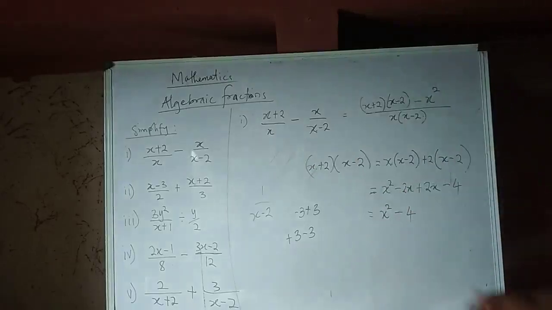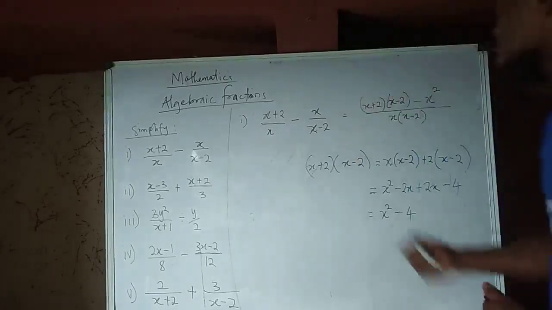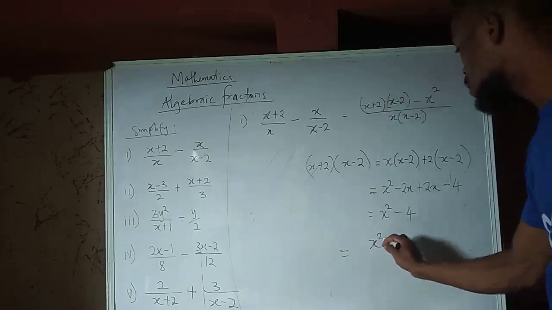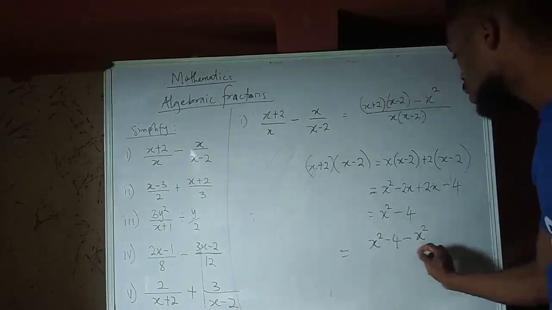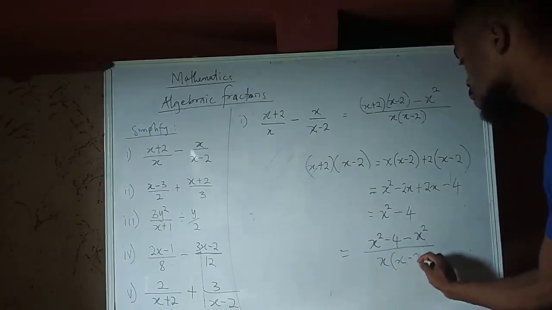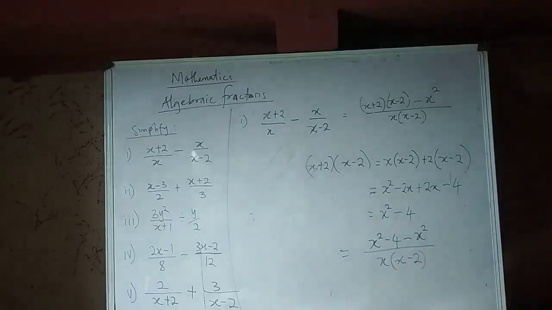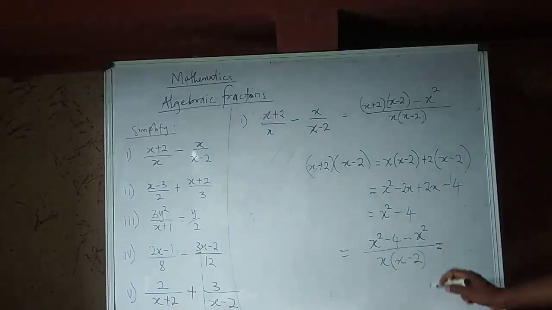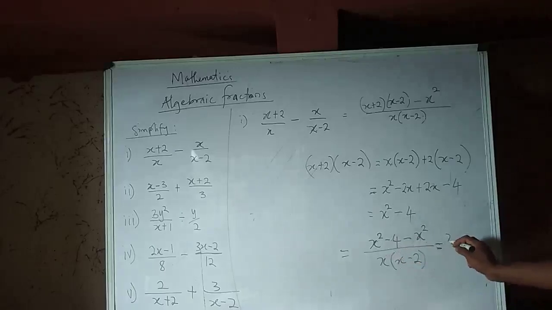So good. Let's put that in its place. So that means I'm going to get everything up here as x squared minus 4, right? Minus x squared all over x into x minus 2. Okay? So with this done, if you look at this, this can be rewritten as this. X squared minus 4. Okay, so I'm going to write x squared.